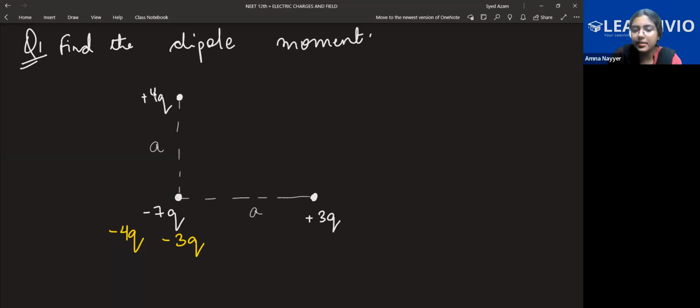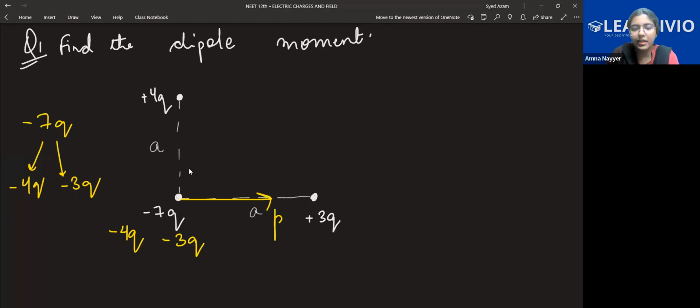Now let's check the direction. Let us assume that this minus 7q is made up of minus 4q and minus 3q. It will give you such a value only that you will be able to relate. From negative to the positive charge is our direction. So this will be P1. And from the negative to the positive is the direction, that is P2. So this is P1, this is P2, right? Now, class, the net resultant, this is a vector. So of course, P net will be pointing here. So we should get the value of P1.